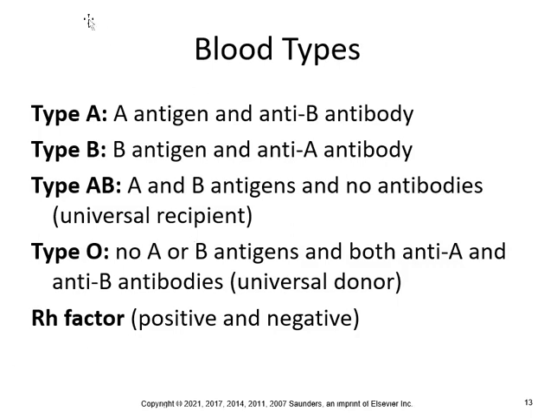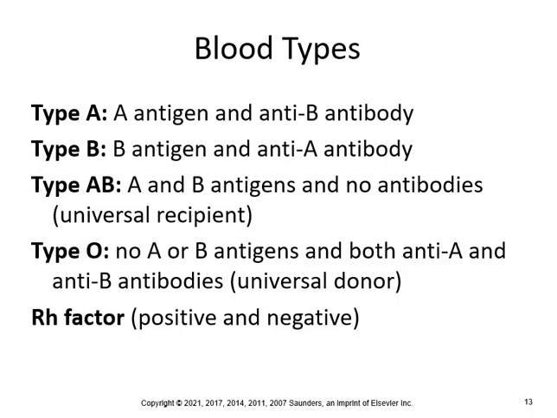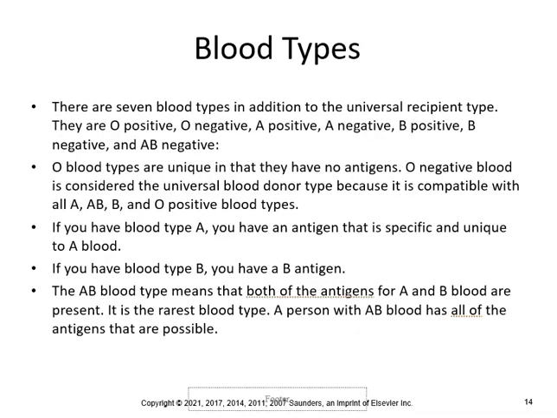All right, so just to kind of give you a summary, there are 7 blood types in addition to the universal recipient type, and then we'll talk about which one is the universal recipient and why. They are O positive, O negative, A positive, A negative, B positive, B negative, and AB negative. So therefore AB positive would be the universal recipient.